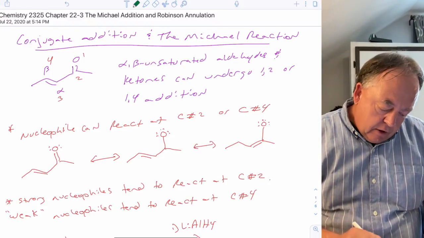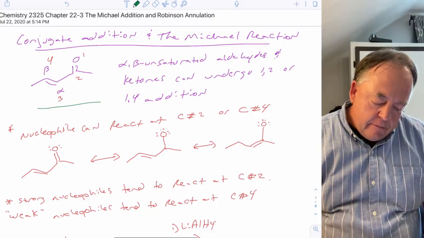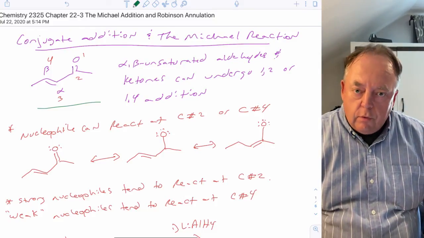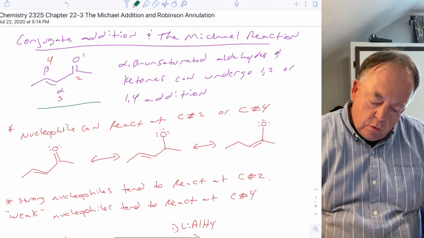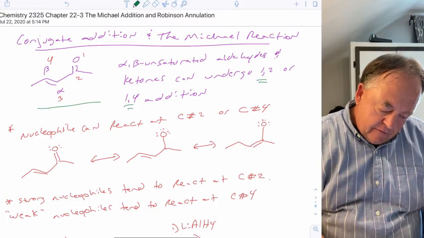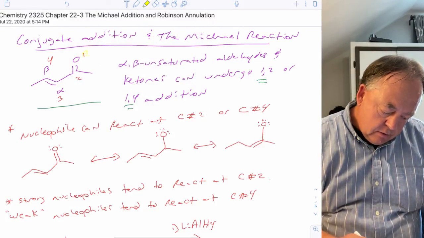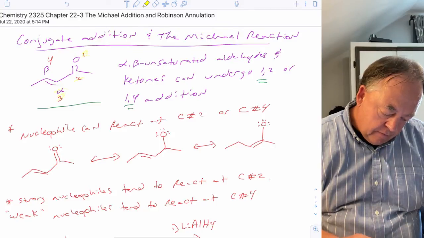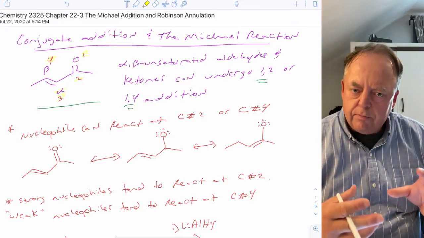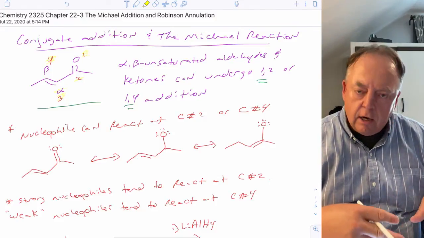If we have a molecule like this, this is an alpha, beta, unsaturated ketone. What's important to recognize here is that these can undergo what's known as 1,2 or 1,4 addition. If we take this alpha, beta, unsaturated ketone and number it 1, 2, 3, 4, it's not nomenclature, it's just numbering things with respect to each other. So we're numbering through that conjugated double bond.